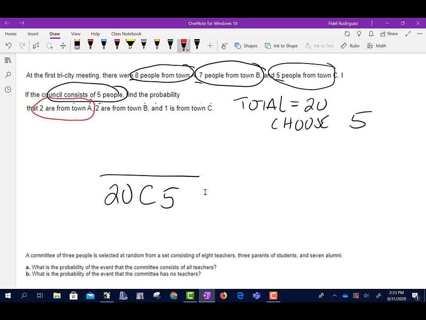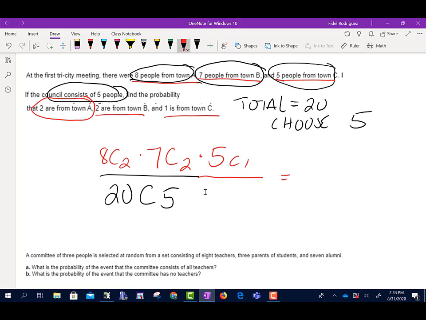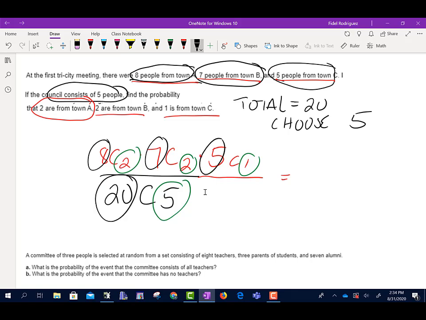We want 2 of them to come from A. Well, how many people come from A? 8. So 8 choose 2, times we want 2 to come from B. How many came from B? 7. So 7 choose 2. And 5 come from C. How many do we want from C? Just 1. 5 choose 1. Now I want you to notice something. If I add these numbers here, I get this one. And if I add these numbers here, we get that one.